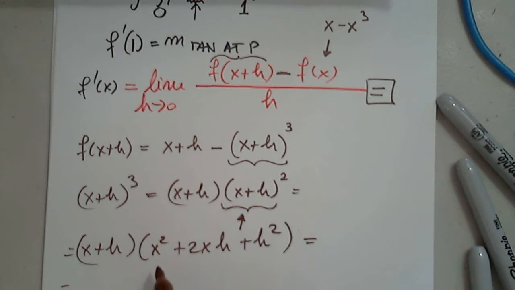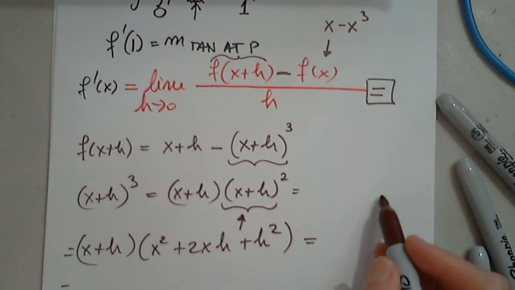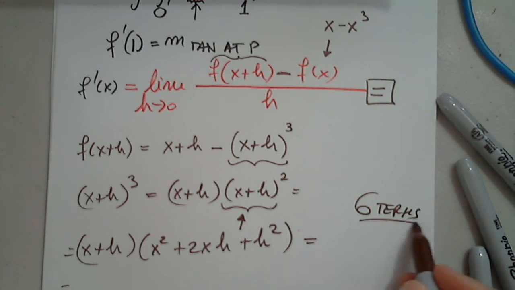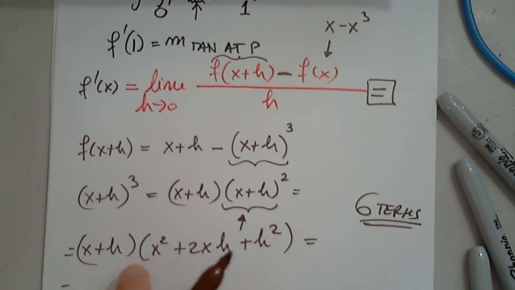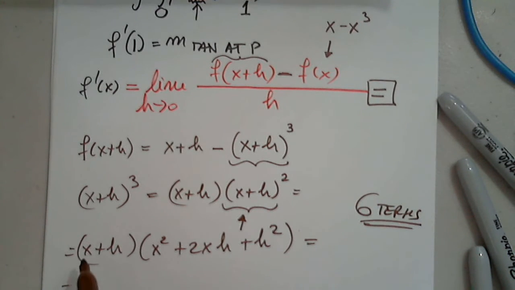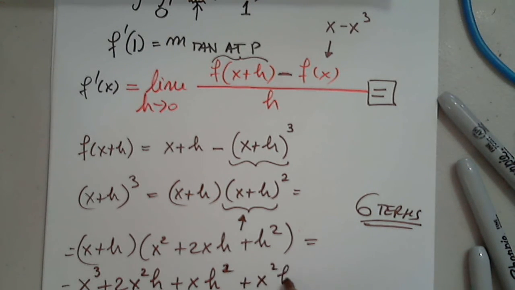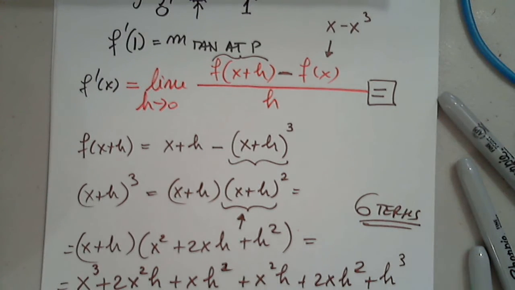And now I can distribute x to these three and then h to these three. I have to get 6 terms initially. x distributed to 3 terms and then h distributed to 3 terms. So x times x squared, of course, x cubed. x times this, 2x squared h. x times this, xh squared. h times this, h times this, and h times this. Now let's stop for a moment and let me ask you if everyone could follow this.